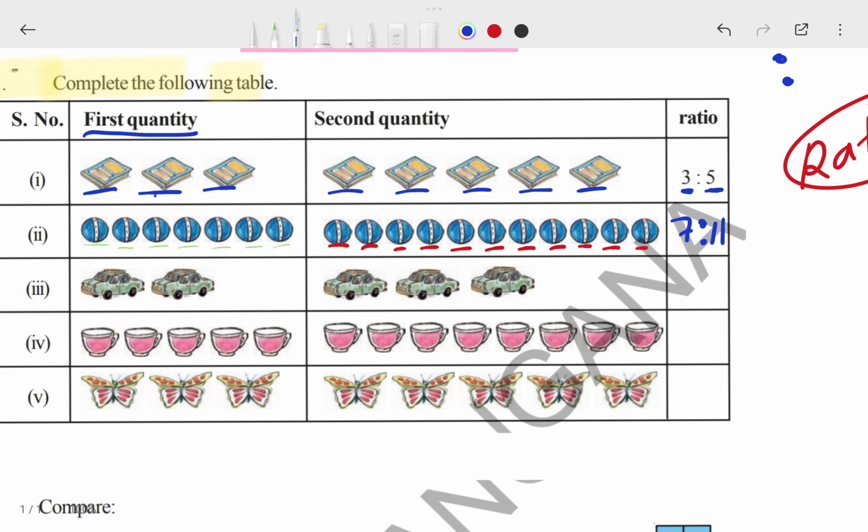Now how many cars are there? There are 2 cars, so write 2, then put the ratio sign. It is 2:2. That's called a ratio. Then how many cars are there after that? 1 2 3 cars. Write the 3 cars.